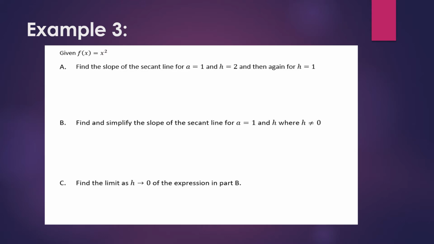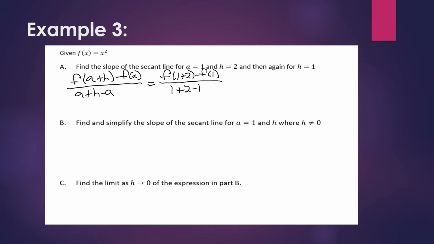Here in example 3, they say given that f of x equals x squared, find the slope of the secant line for a equals 1 and h equals 2, and then again for h equals 1. Okay, so that's a two-parter for part A. So the slope of a secant line, we're going to do f of a plus h minus f of a all over a plus h minus a. So for this particular problem, if we're going to use a equals 1 and h equals 2, it's going to be f of 1 plus 2 minus f of 1 over 1 plus 2 minus 1. So it's f of 3 minus f of 1 over 2.